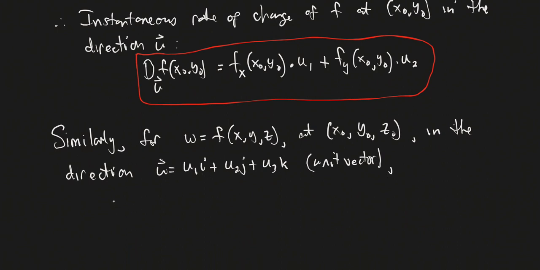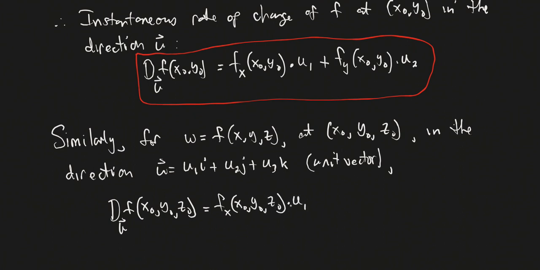So we could say that the directional derivative in the direction of u of my function at the point x0, y0, z0, that's equal to, so we would take the partial derivative of w or f, evaluate it at x0, y0, z0, multiply that by u1, and then repeat that process for the remaining 2 independent variables.